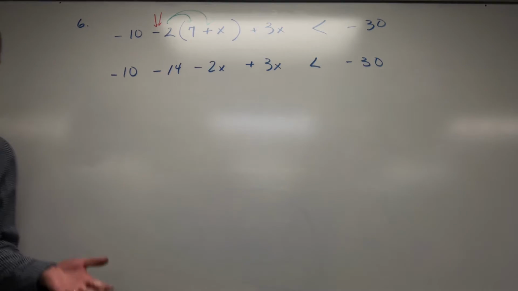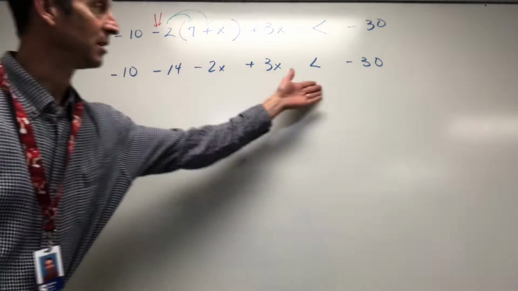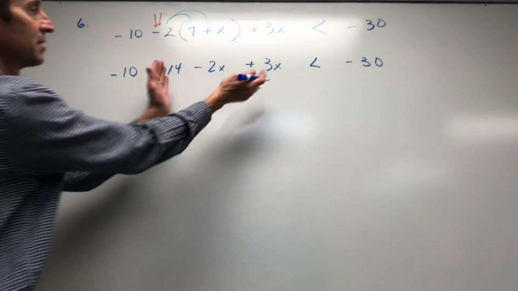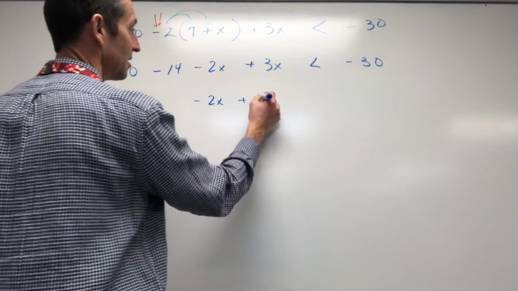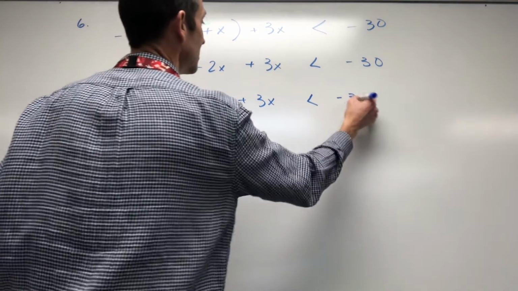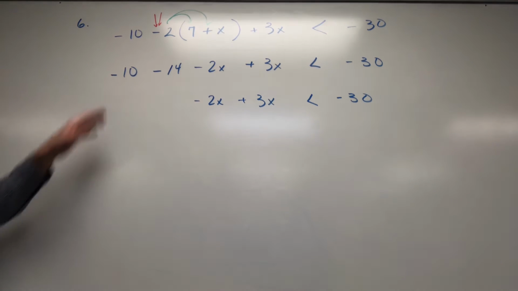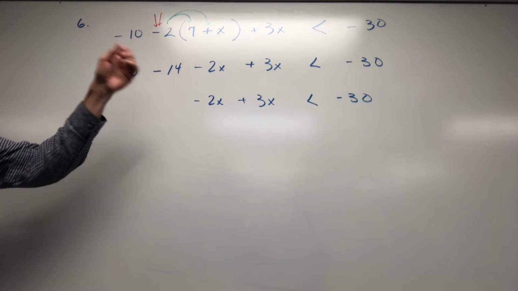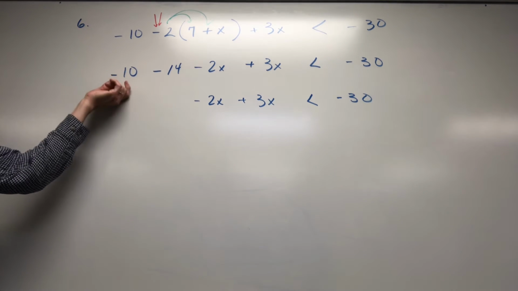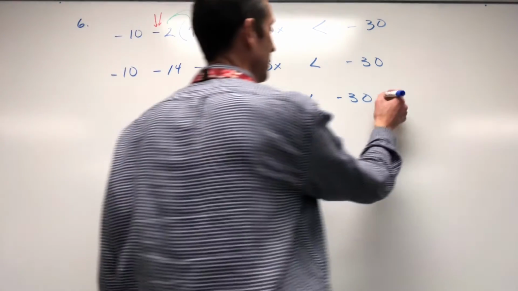All right, so we got rid of the parentheses. We got everything lined up. Kind of my style is I like to keep my x's together, and then I like putting all my numbers together. So negative 10, negative 14. Over there, they change signs. So it becomes negative, negative, becomes positive, positive.